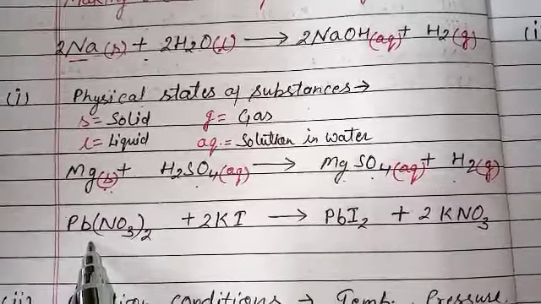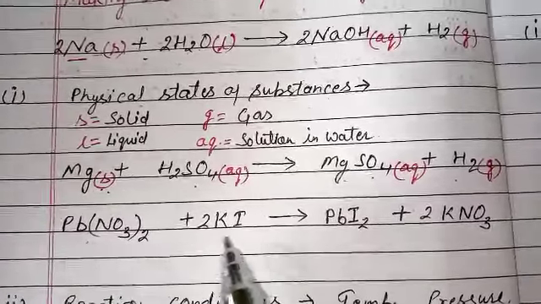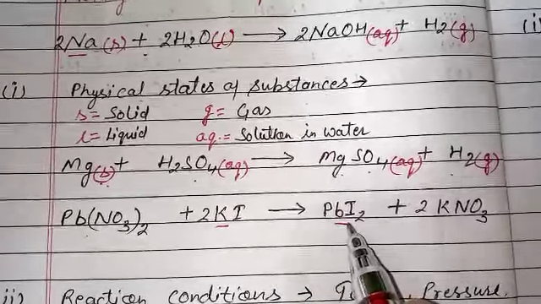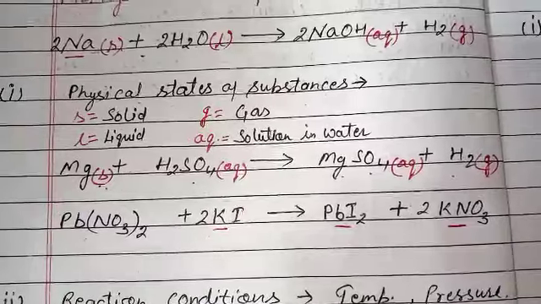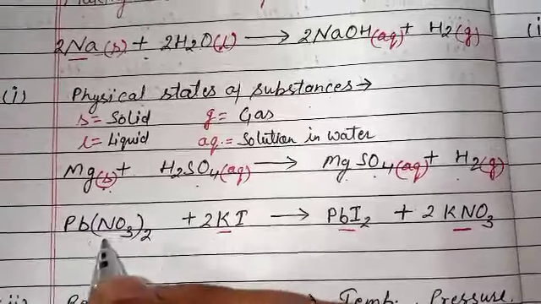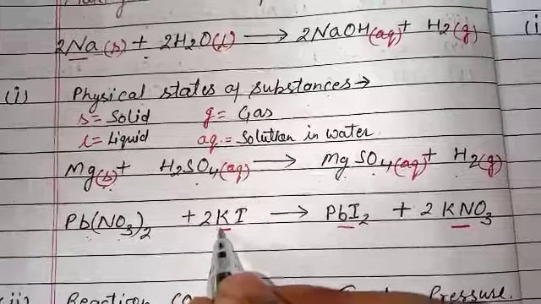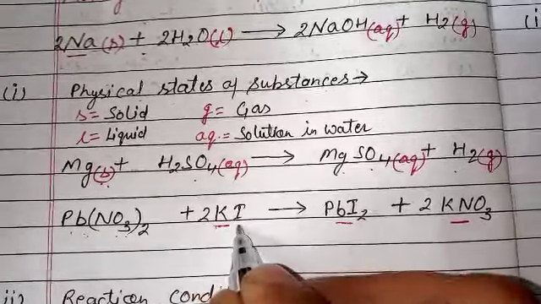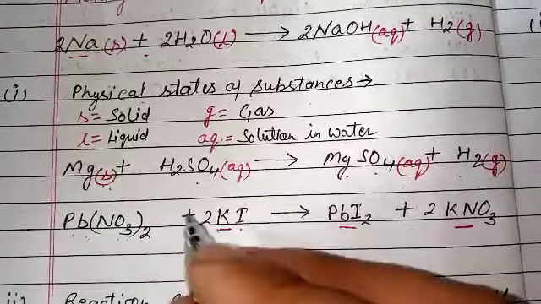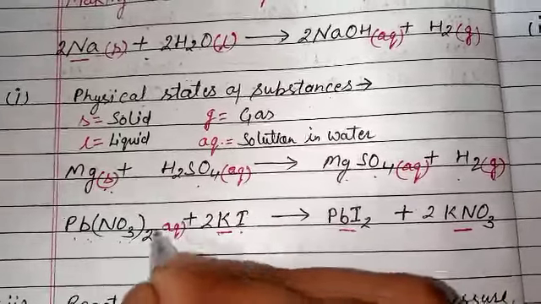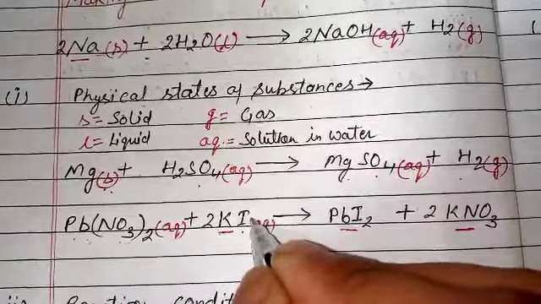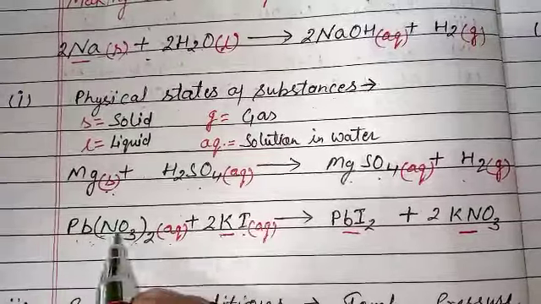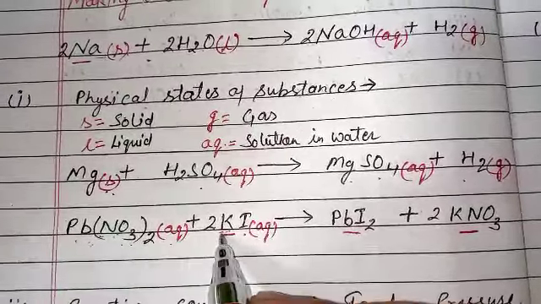Now take one more example. In this reaction, the lead nitrate solution reacts with potassium iodide and forms lead iodide and potassium nitrate. So in this reaction, we take lead nitrate and potassium iodide in the form of aqueous solution. So we will write AQ here for both the reactants. It means these two reactants are in the form of a solution in water.